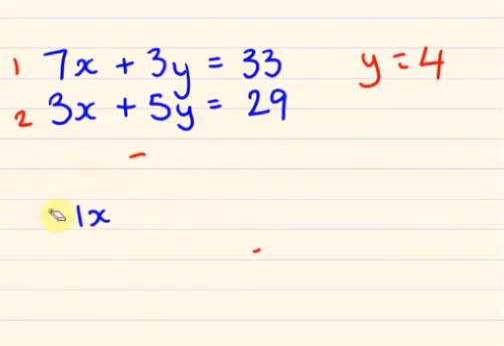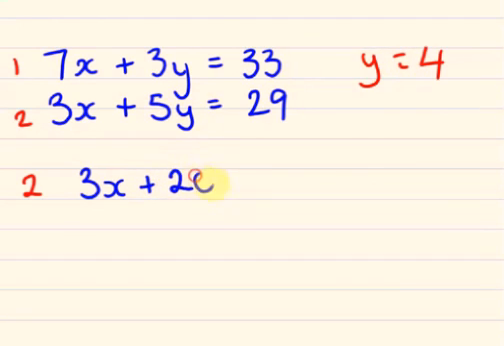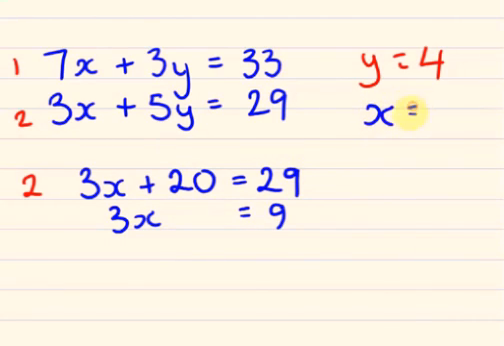I'm going to substitute our values in, and this is what we'll get. So I'm going to substitute it in down here into equation 2 this time. What we'll end up with is 3x plus 5y, so 5 times 4 is 20, and it equals 29. So taking 20 off both sides, we're going to end up with 3x equals 9. Therefore, x equals 3.